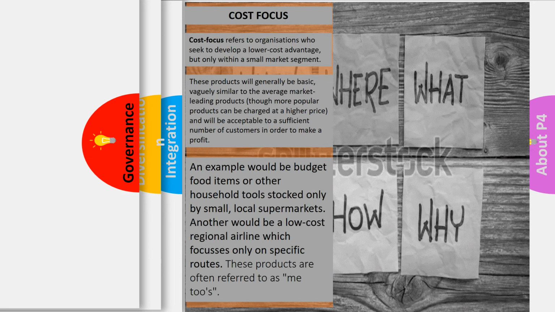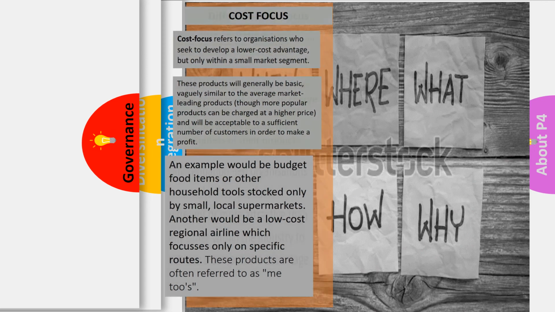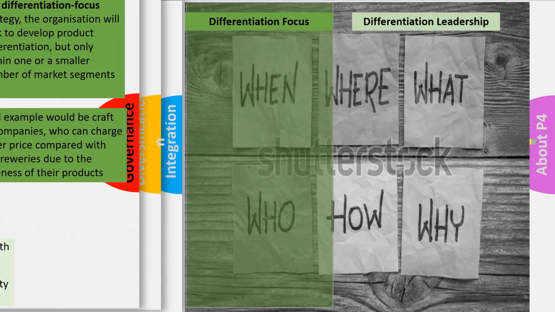An example would be budget food items or other household tools stocked only by small local supermarkets. Another would be a low-cost, regional airline which focuses only on specific routes. These products are often referred to as "Me Too" products. So what about the other areas in Porter's generic strategy?